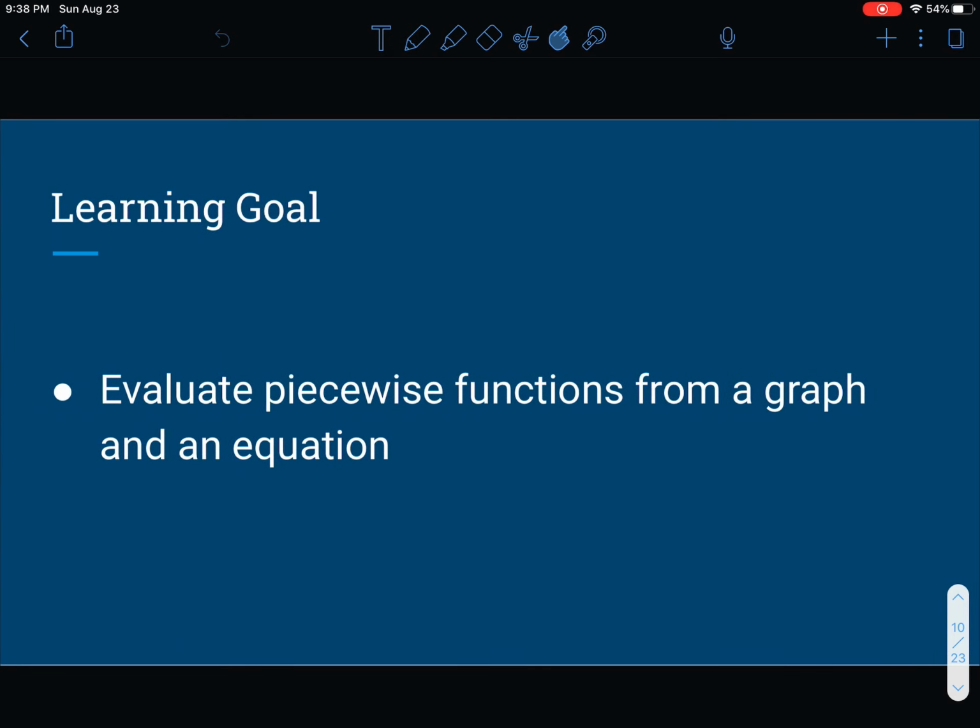So our learning goal for this is to evaluate piecewise functions from a graph and an equation. So we're going to evaluate, and then we actually got into doing some of the graphing as well. So that took us a little further, and I'm going to go ahead and show you that to make sure we're okay.